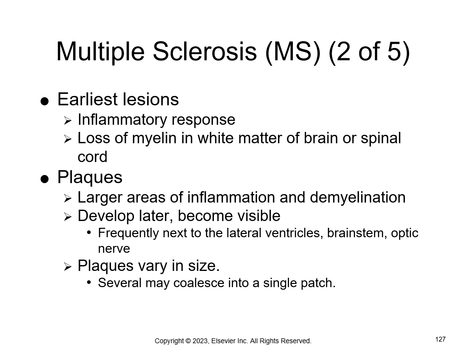The earliest lesions happen as an inflammatory response, as cells that normally don't enter the brain or spinal cord do and attack neurons with loss of myelin in the white matter of the brain or spinal cord. Later, larger areas of inflammation and demyelination called plaques become visible, usually beside the lateral ventricles, in the brain stem, and in the optic nerves. The plaques vary in size, and several can group together into a single patch.